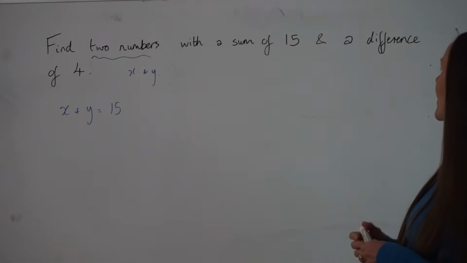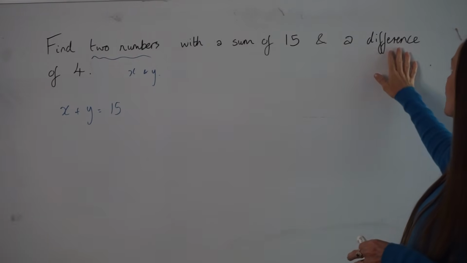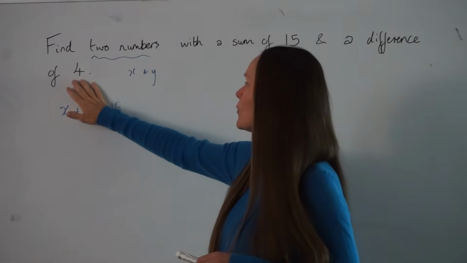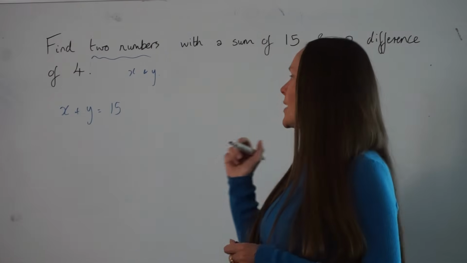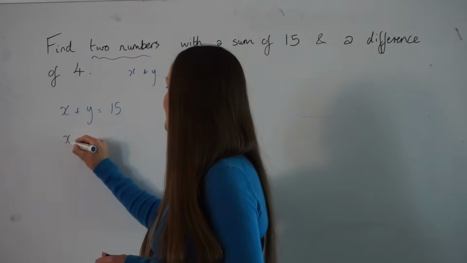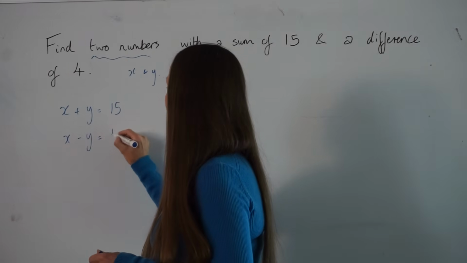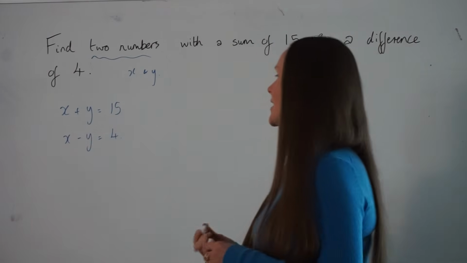So for the second equation, it says the difference of the two numbers is 4. For difference, we need to use subtraction. So when you're subtracting the two numbers x and y, it's going to equal 4. Okay, and there's our second equation.